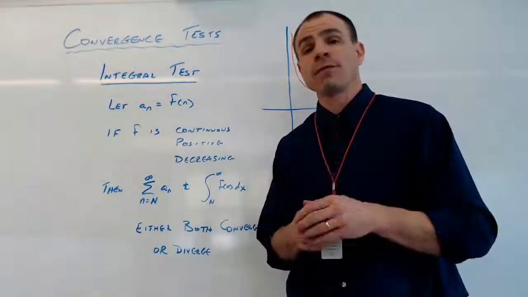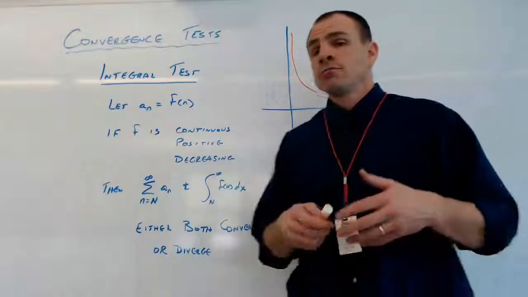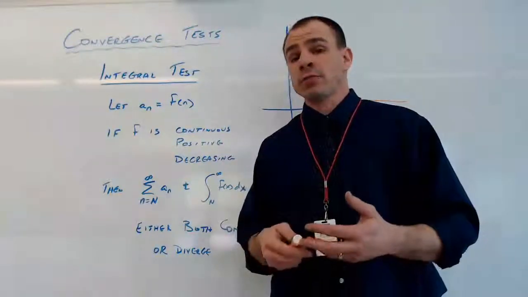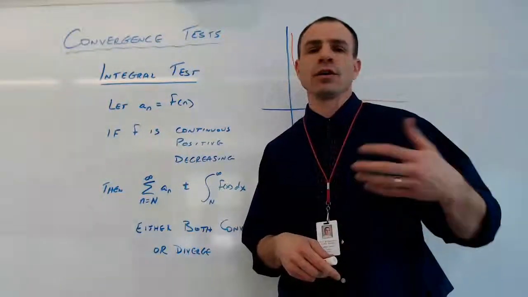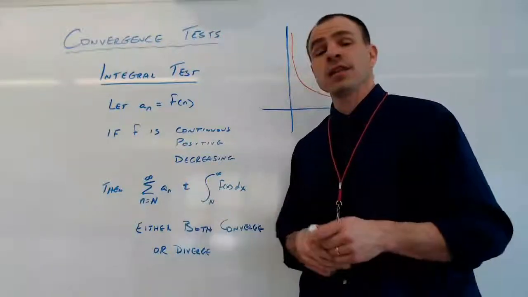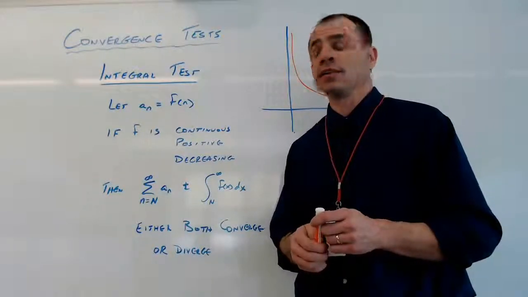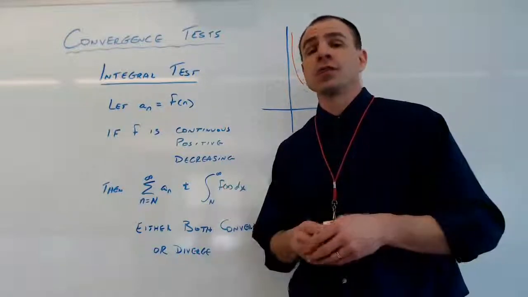Now, one thing to be careful of is that the series and the improper integral won't be converging to the same value. So just because the improper integral happens to converge to 1 or 2 or 8 or whatever it happens to be, that's not to say that the series will converge to that value. It's just a matter of they both converge or they both diverge, not converging to the same value.